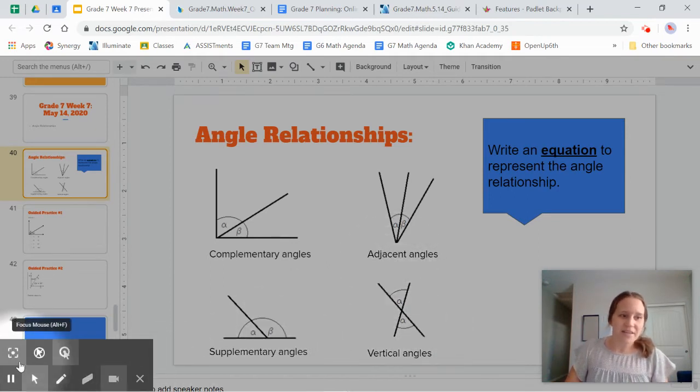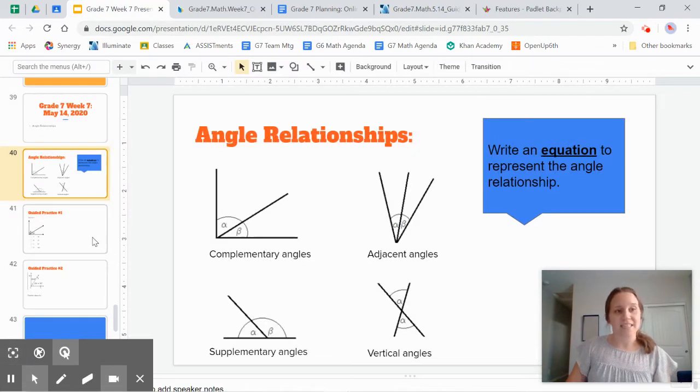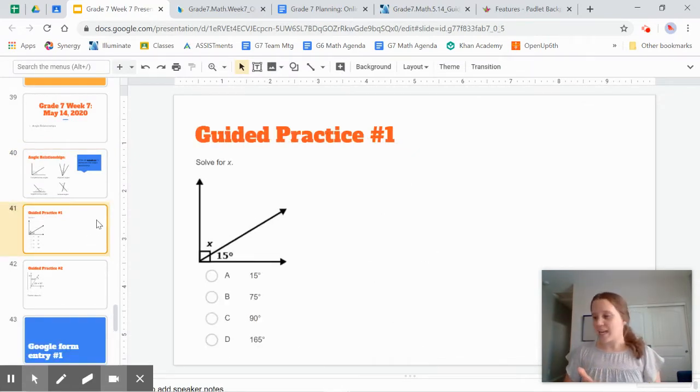Let's see if we can identify some of these angle relationships in diagrams. Take a look at this guided practice question. What angle relationship do you see here? If you said complementary angles, you are correct. Nice job. These are complementary angles because these two angles, x and this 15-degree angle, form a 90-degree angle. Go ahead and use your reasoning. Can you figure out what the value of x is?